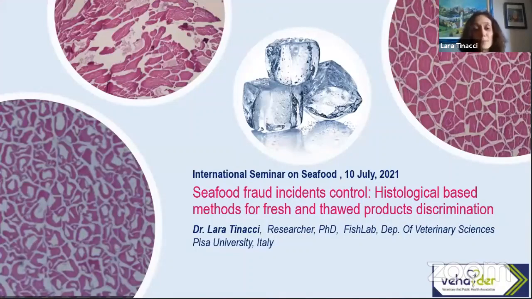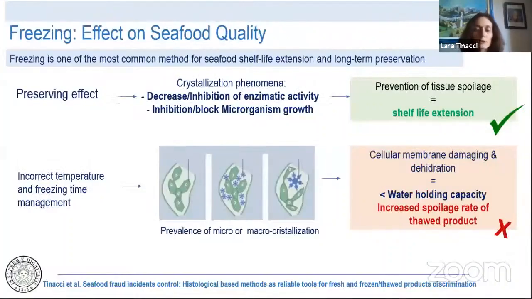My presentation will be on seafood fraud incident control and histological methods to be applied for the discrimination of fresh and thawed products. So first of all, what is freezing and what is its effect on seafood quality?